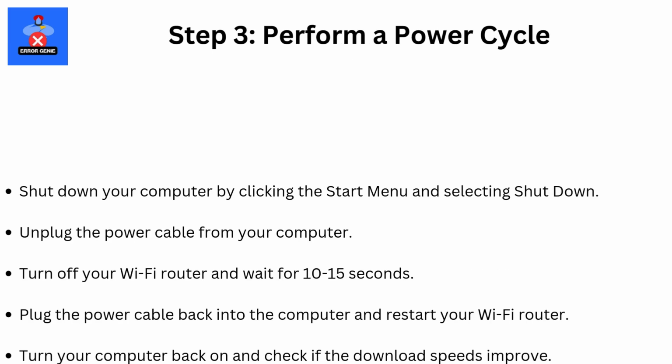Step 3. Perform a power cycle. Shut down your computer by clicking the Start menu and selecting Shut Down. Unplug the power cable from your computer. Turn off your Wi-Fi router and wait for 10 to 15 seconds. Plug the power cable back into the computer and restart your Wi-Fi router. Turn your computer back on and check if the download speeds improve.